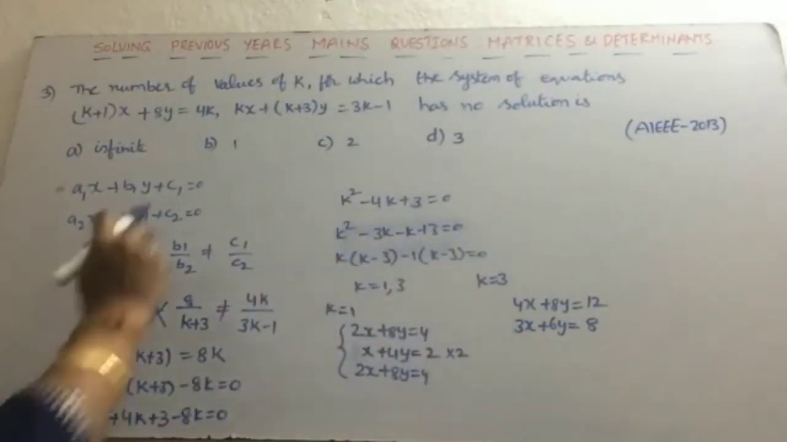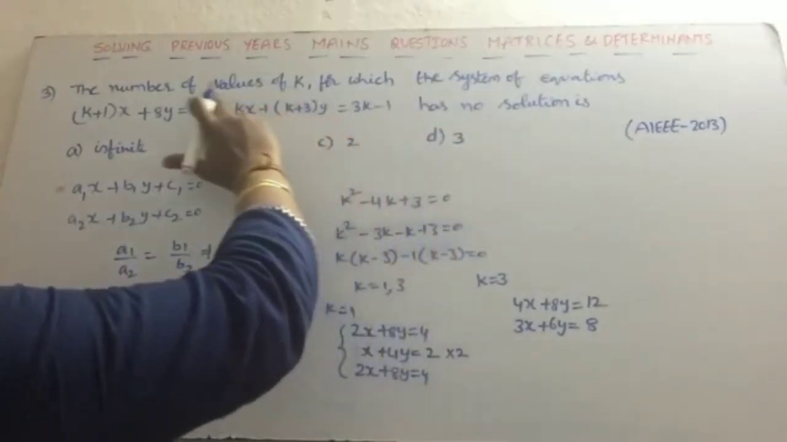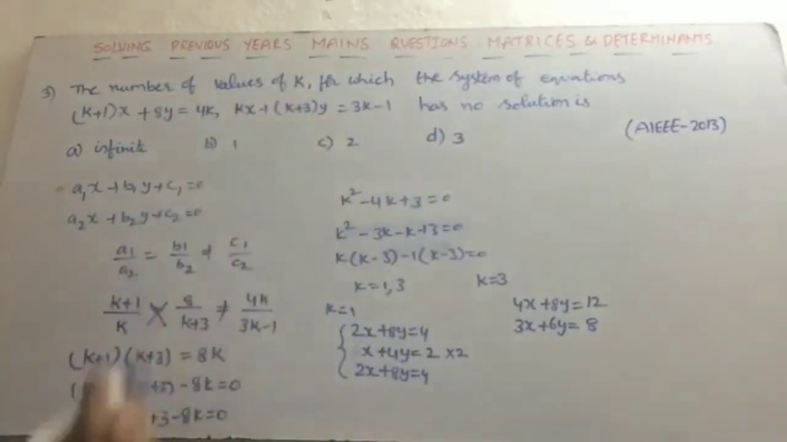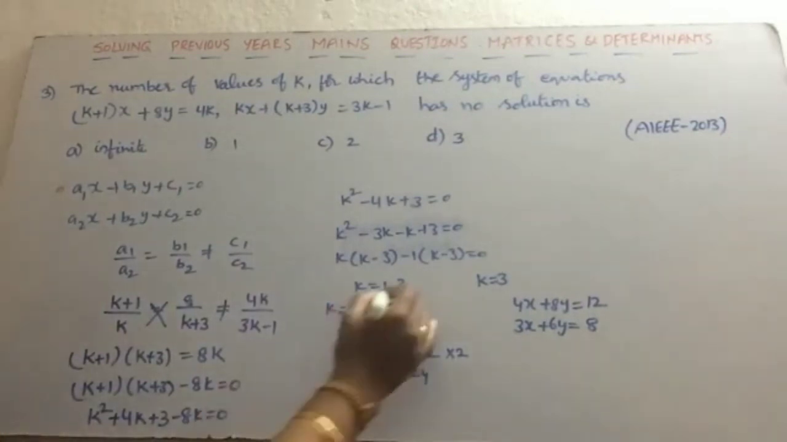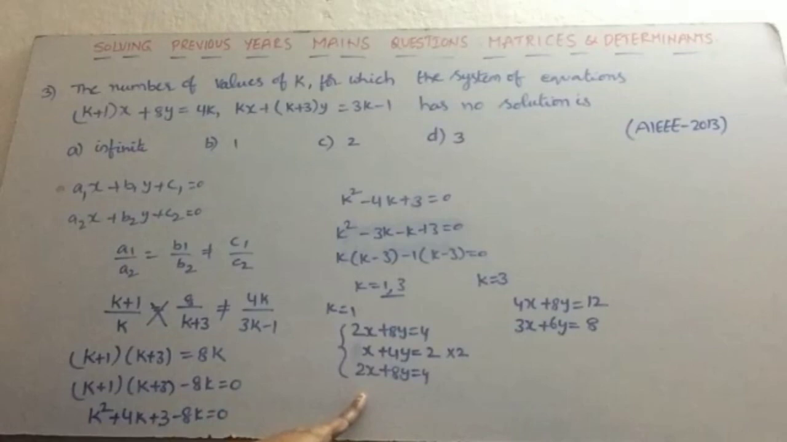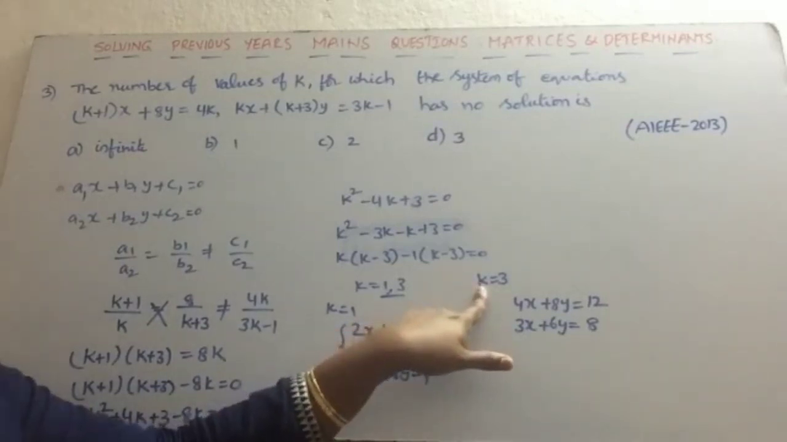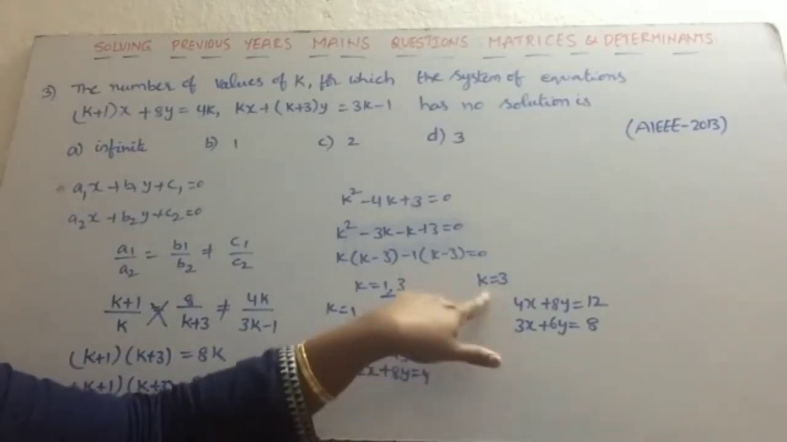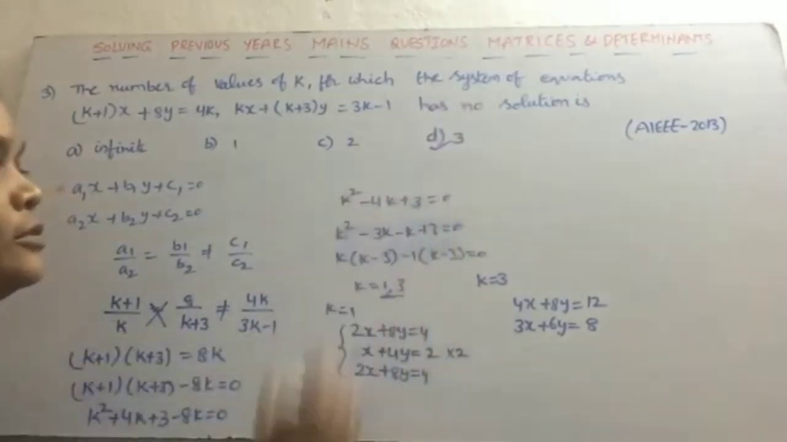So here, the number of values of k. They are asking for the value of k. If we substitute the value 1, there is no no-solution case. But if k is equal to 3, we have no solution. That's why I will take k is equal to 3.